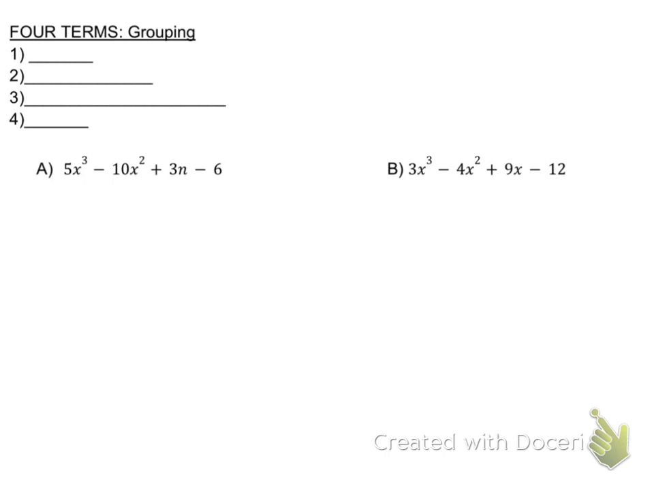Next, 4 terms. What's the first thing we do whenever we factor? What do we look for? GCF. Then from there, since we have 4 terms, 1, 2, 3, 4, we're going to group the first 2 and the last 2 terms together.